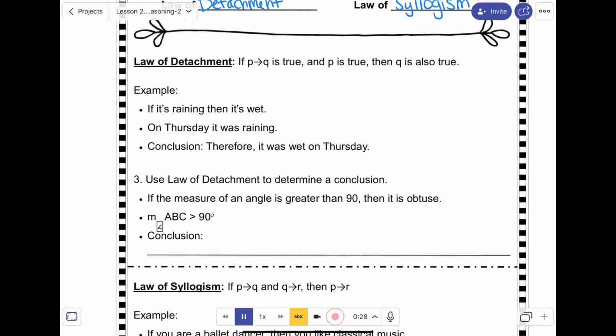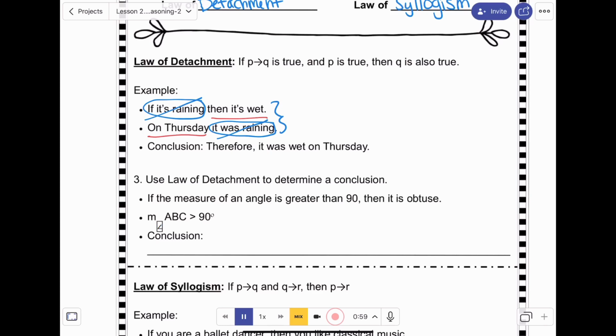The example says, if it's raining, then it's wet. On Thursday, it was raining. So our conclusion is, therefore, it was wet on Thursday. The way we got to this conclusion is by taking out the middleman of these 2 statements. If you look at both of the statements, they both mention that it was raining. So if we take out both of those, you can see that our conclusion is made of what is left from those 2 statements. So here, our remaining parts is, on Thursday, it was wet, and that's where our conclusion comes from.